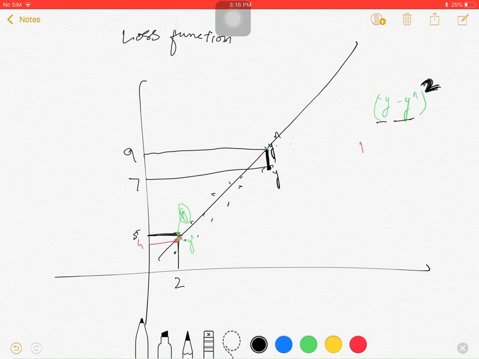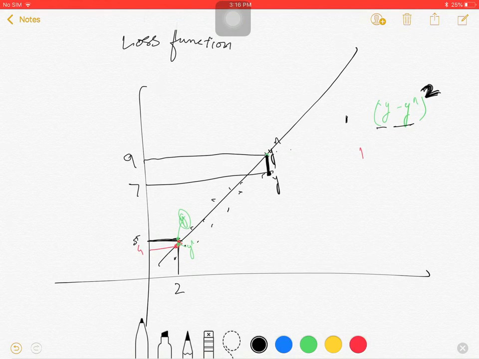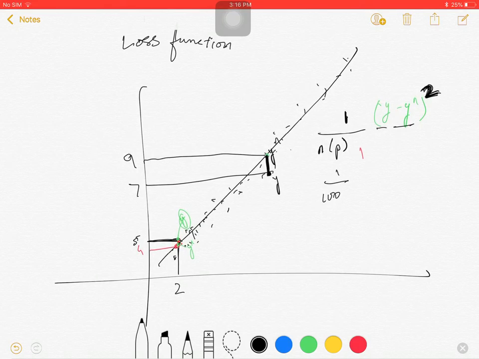And then what we do is we take the mean. By mean, I just multiply this by 1 over the number of points that you have. So let's say we have 100 points. So this will be 1 divided by 100 times the sum of these differences squared, right?